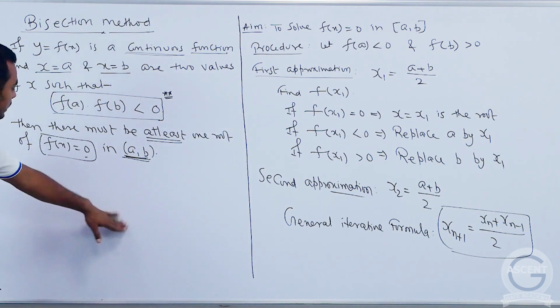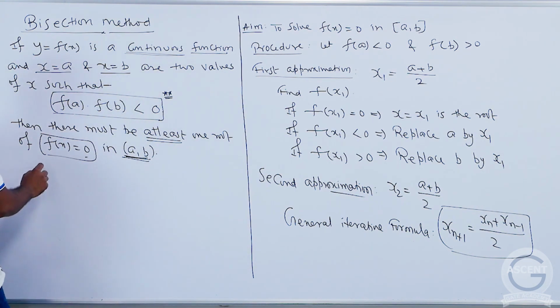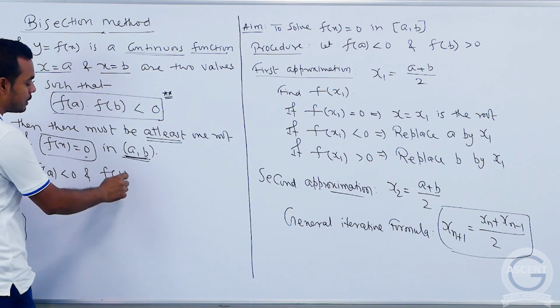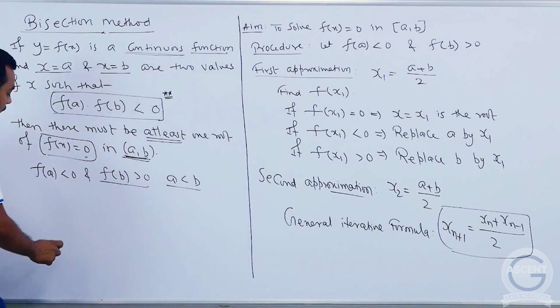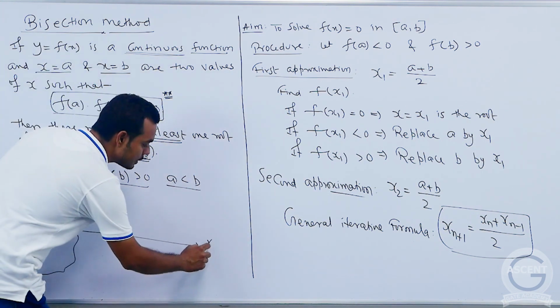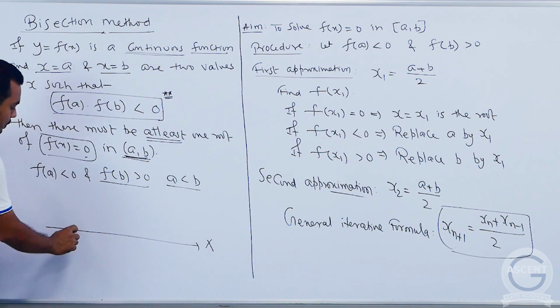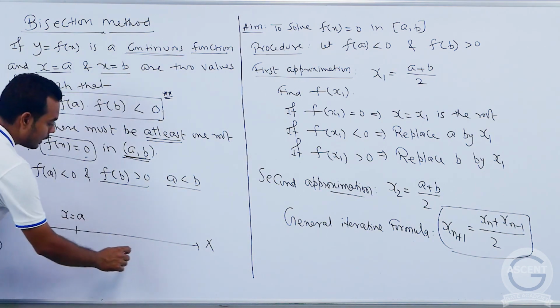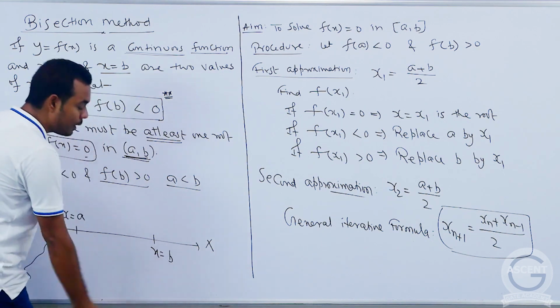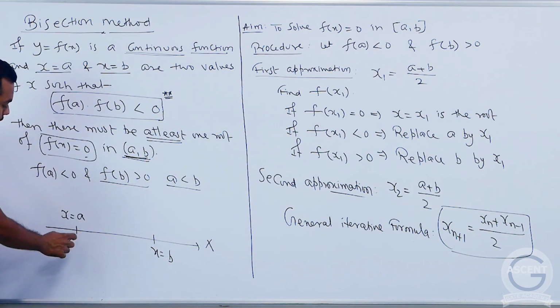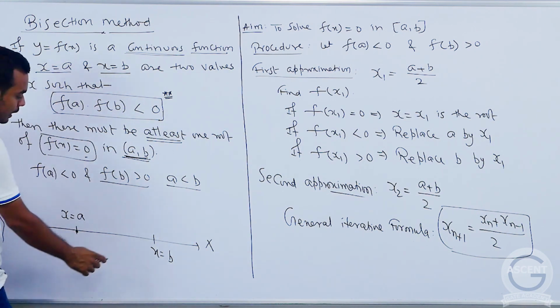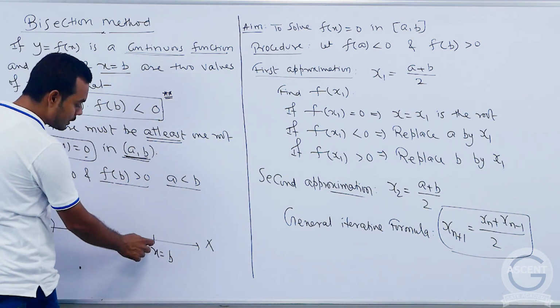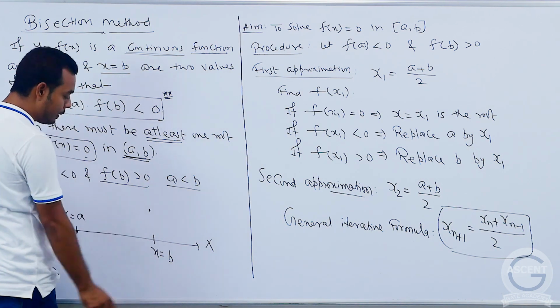Now let me explain this with the help of a graph. Suppose f of a is negative and f of b is positive, and say a is less than b. So what is the meaning of this? This simply means, suppose this is your x-axis and this point is x equals a and this point is x equals b. Now if f of a is negative, this means when x is a, the value of y will be negative. And similarly, if f of b is positive, this means when x is b, the value of y will be positive.